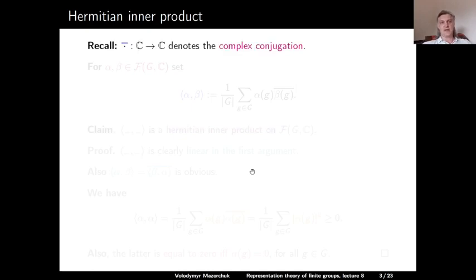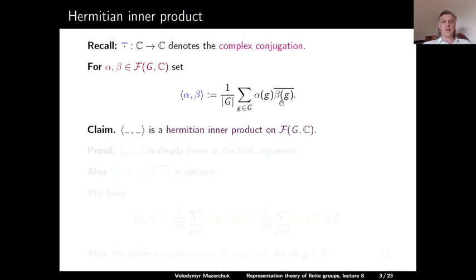Recall that the overline denotes complex conjugation. What we want to do is define a Hermitian inner product on our algebra of all functions. For two functions alpha and beta, we define the angle bracket between alpha and beta as the following complex number. We take 1 divided by the cardinality of G, times the sum over all elements g in G of the value of alpha at g times the complex conjugate of the value of beta at g. The claim is that this angle bracket defines a Hermitian inner product on our algebra F(G, C).